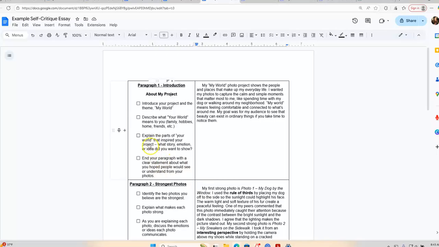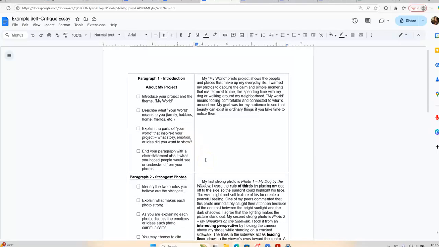So in paragraph 1, like we just discussed, this is your introduction paragraph, and I've given you a checklist of things that I'm looking for in this paragraph. So first, you're going to introduce your project and your project theme, which is my world. You're going to describe to me what your world means to you. Does your world involve spending time with your family? Is it more about your hobbies? Is it more about spending time at home, being with your friends? Tell me what your world means to you.